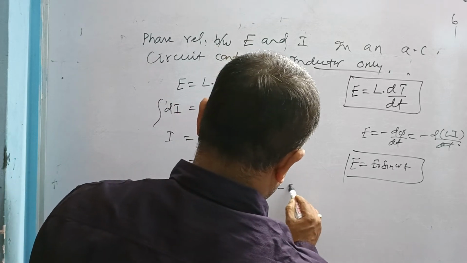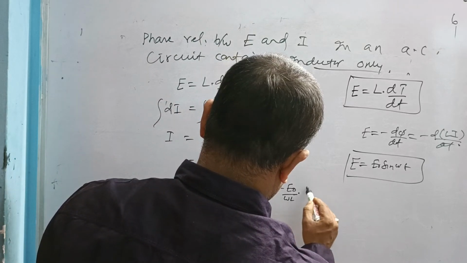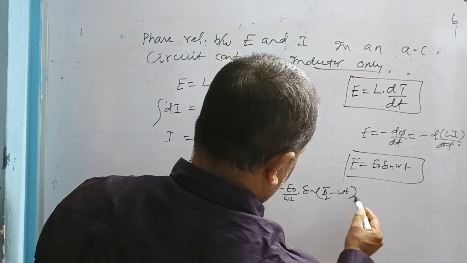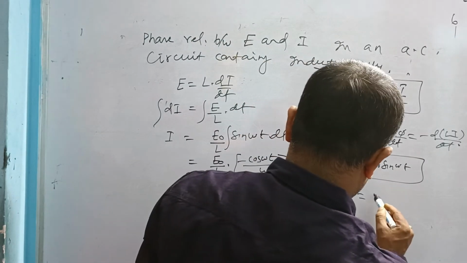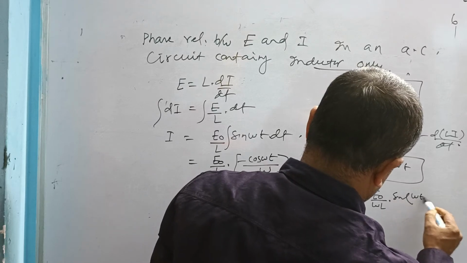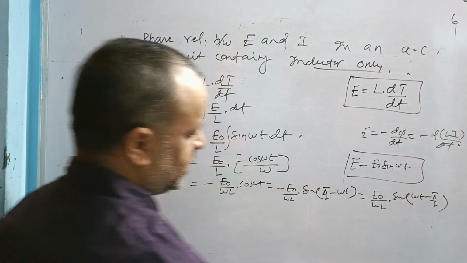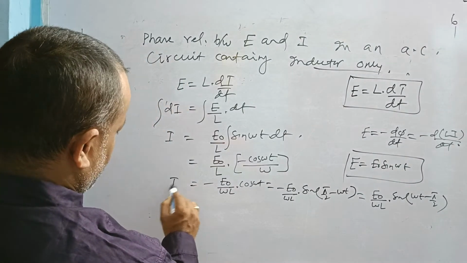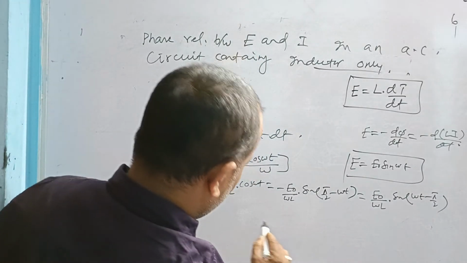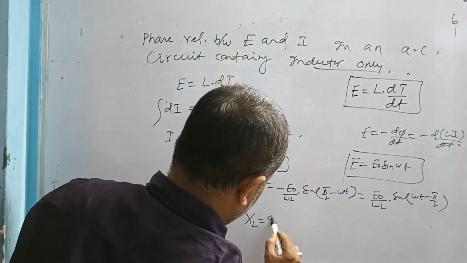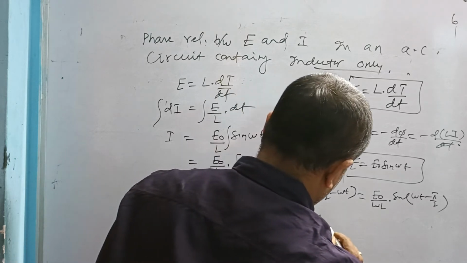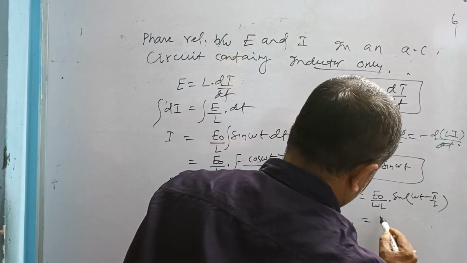See, cos omega t can be written as sine pi by 2 minus omega t, and this negative, what we can do is multiply inside the angle. This is coming out to be what? Sine omega t minus pi by 2. And see, this is current, this is EMF, and this is basically resistance. And what is that? XL is basically inductive reactance. Resistance in the case of inductor is what? Inductive reactance.